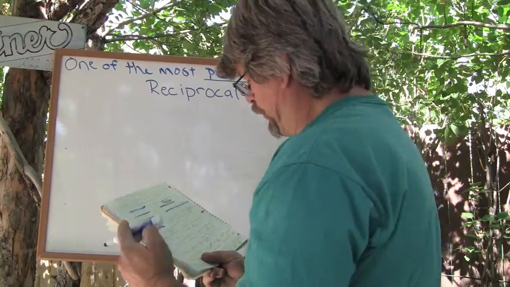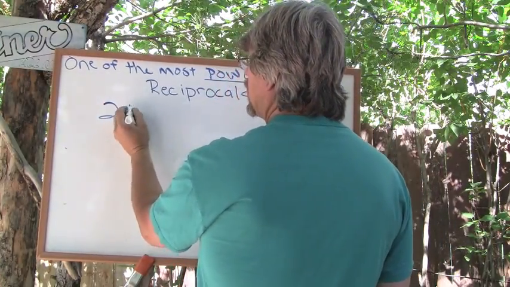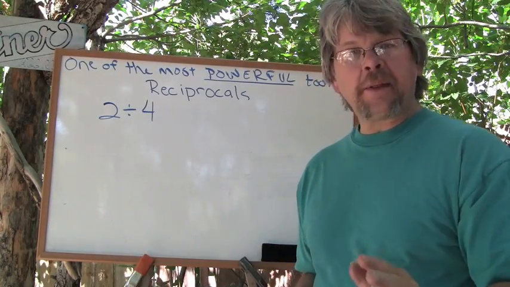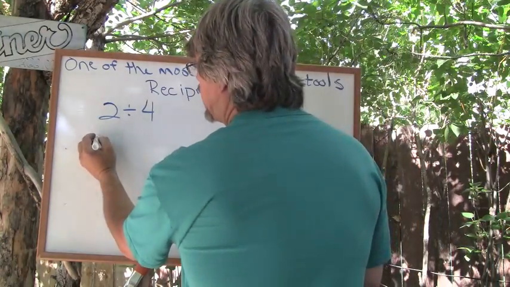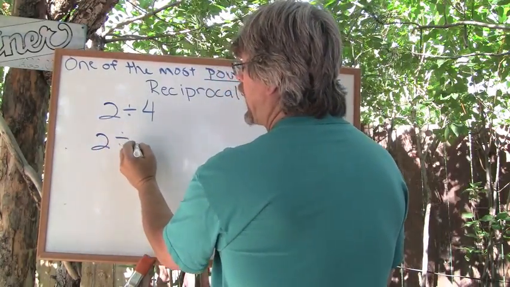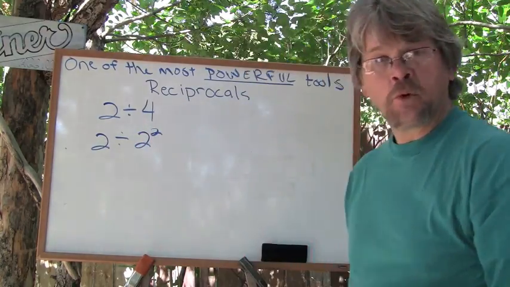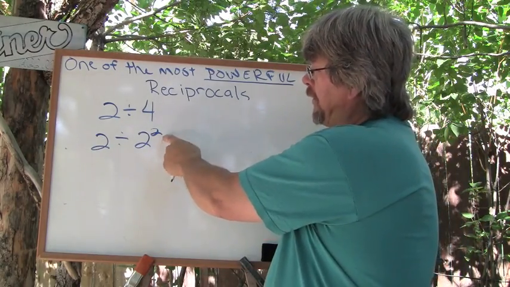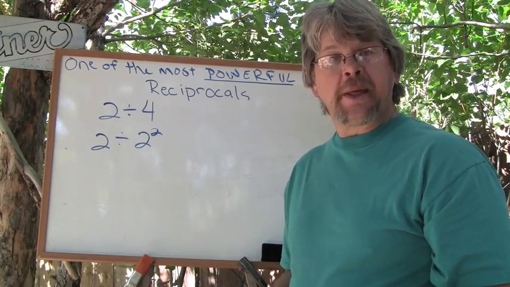All right, let's have 2 divided by 4. Okay, now the equivalent expression of 2 divided by 4 is going to be 2 divided by 2 to the second power. Would you agree with that? This 2 to the second is the exact same number as 4. It's just written in exponential form.